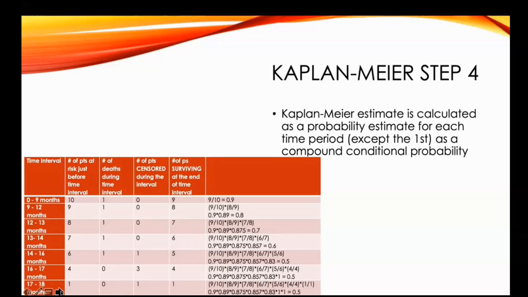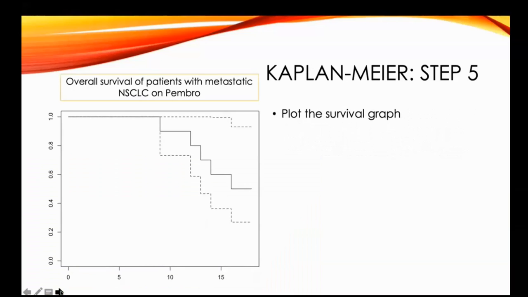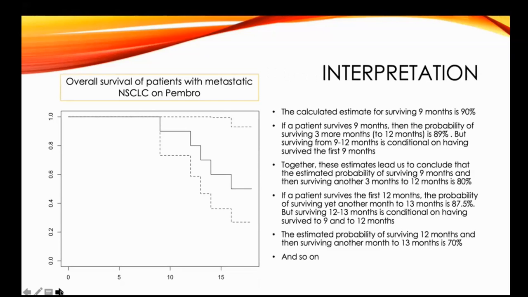Then from 12 to 13 months, we start with 8 patients and 1 patient dies. So from 12 to 13 months, the probability of surviving is 7/8 or 87.5%. But again, that's conditional on having survived 9 to 12 months and 0 to 9 months. So the actual conditional probability of having survived 13 months is 90% times 89% times 87.5% or 70%, and so on and so forth. So after we've done these calculations, we can actually plot the survival graph.